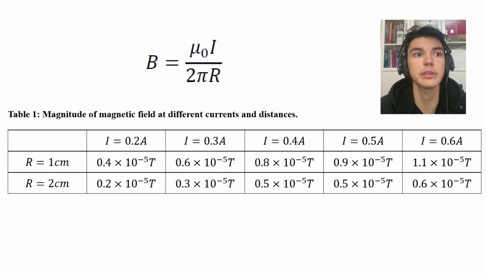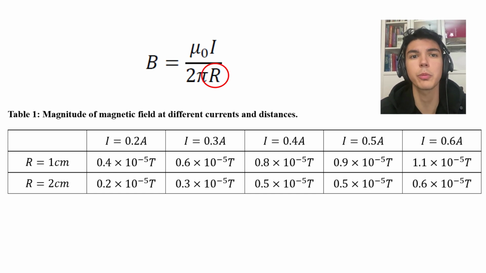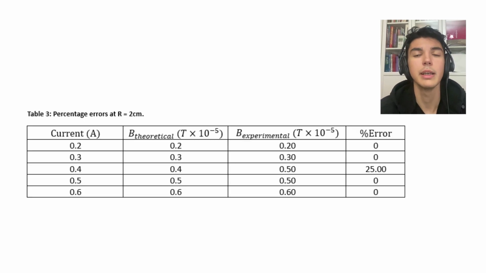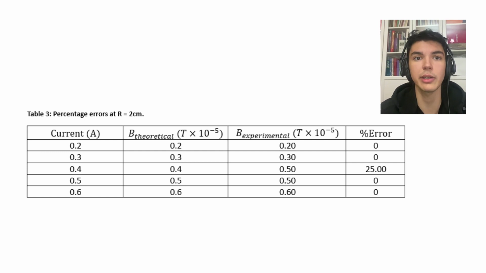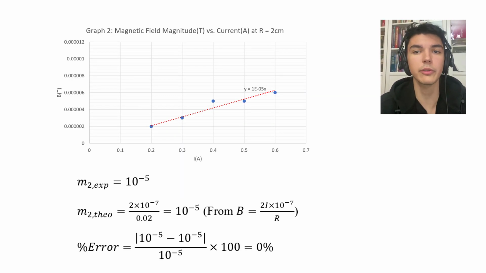Doubling the distance halved the magnitude of the magnetic field, which fit with the expression derived from the Biot-Savart law, meaning distance is inversely proportional to the magnitude of the magnetic field. This time, 4 out of 5 measurements perfectly matched the theoretical values, and only at 0.4 amps the percentage error was 25%, so it was an outlier and negligible. The slope of graph 2 also matched the theoretical value with a percentage error of 0%.